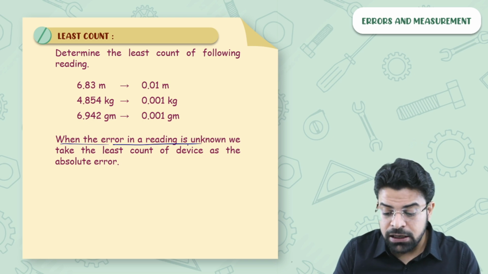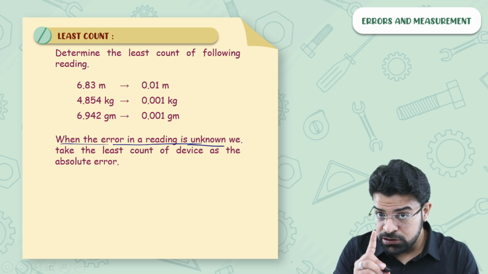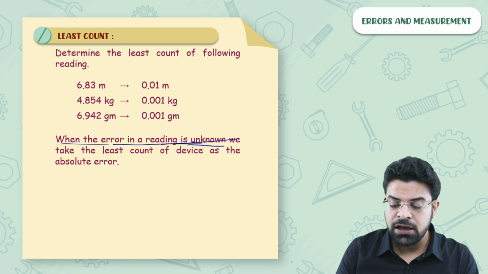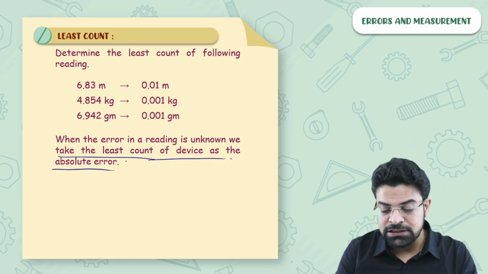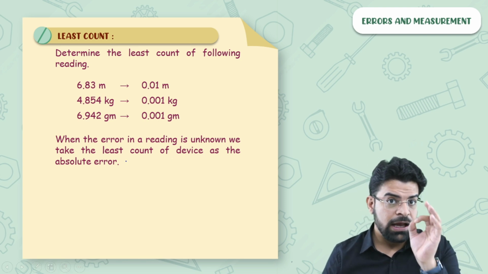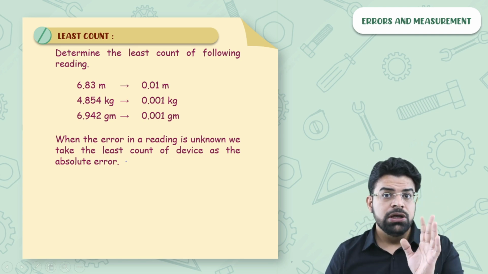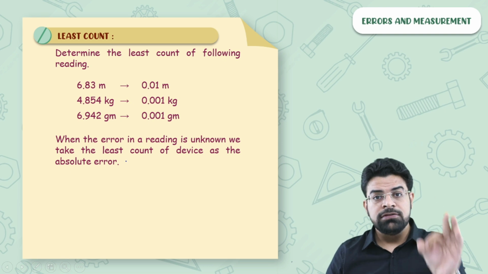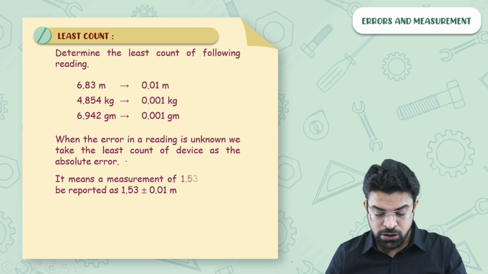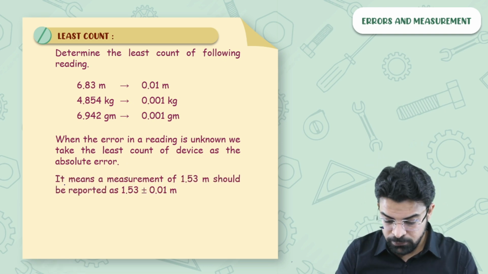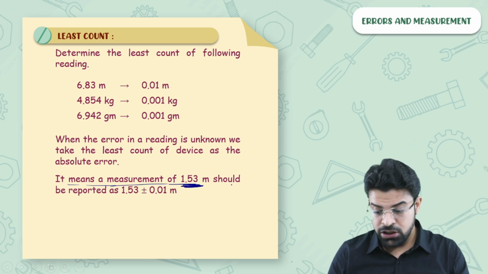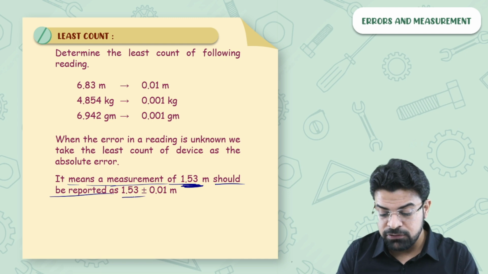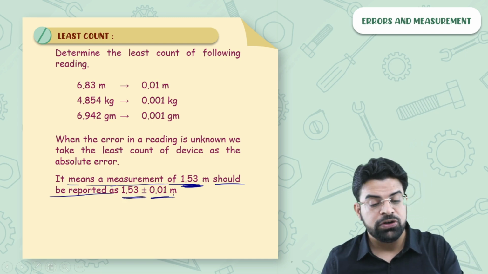When the error in a reading is unknown, listen to this carefully. When the error in a reading is unknown, we take the least count of the device as the absolute error. For example, a measurement of 1.53 meter should be reported as 1.53 plus minus 0.01 meter.